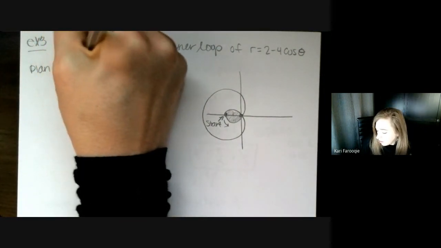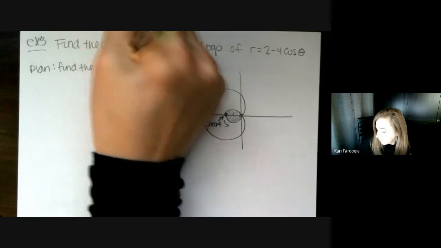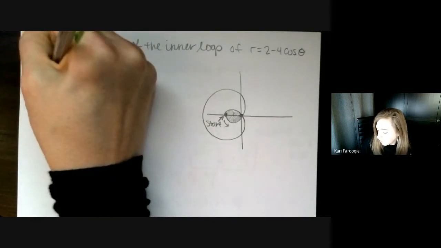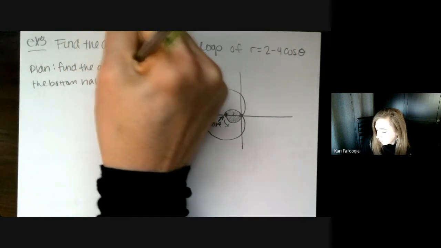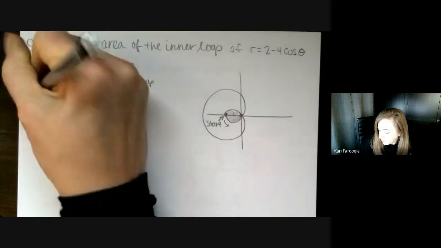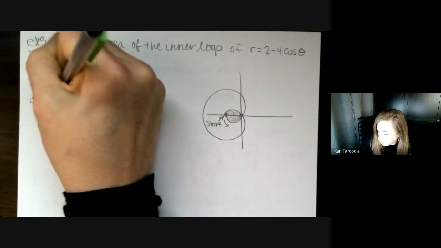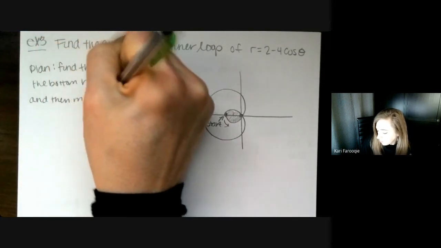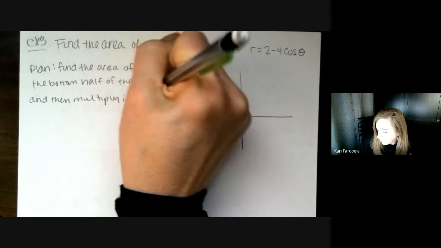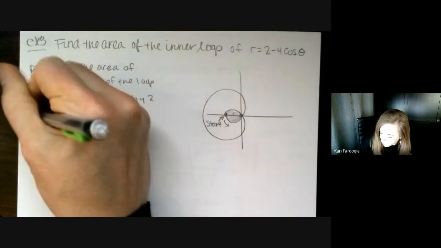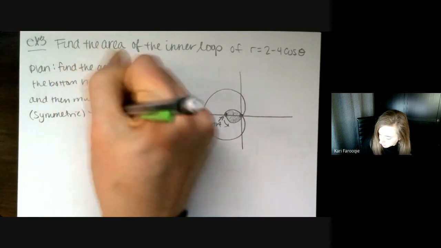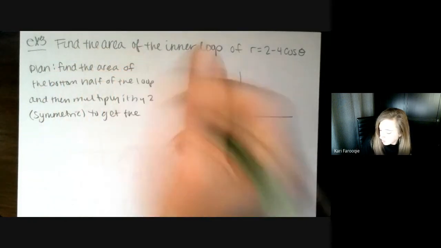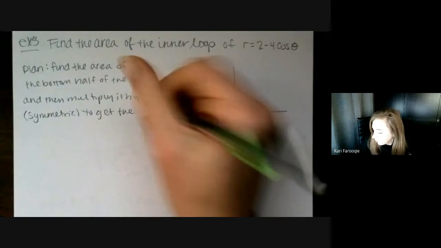Find the area of the bottom half of the loop. And then multiply it by 2, because you know it's symmetric, to get the area of the entire loop.